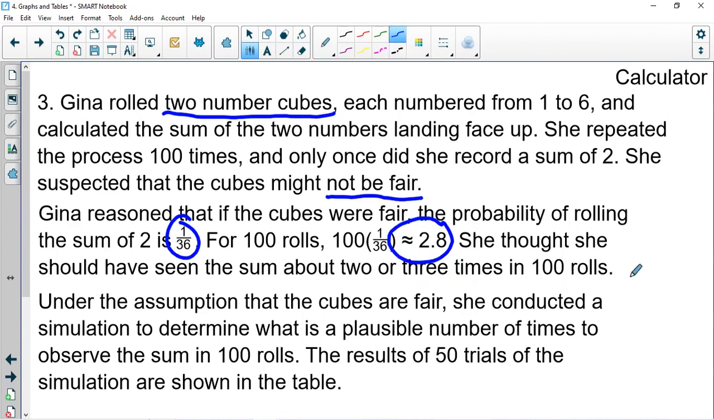Under the assumption that the cubes are fair, she conducted a simulation to determine what is a plausible number of times to observe the sum in 100 rolls. The results of 50 trials of the simulation are shown in the table. Let's take a look at the table.